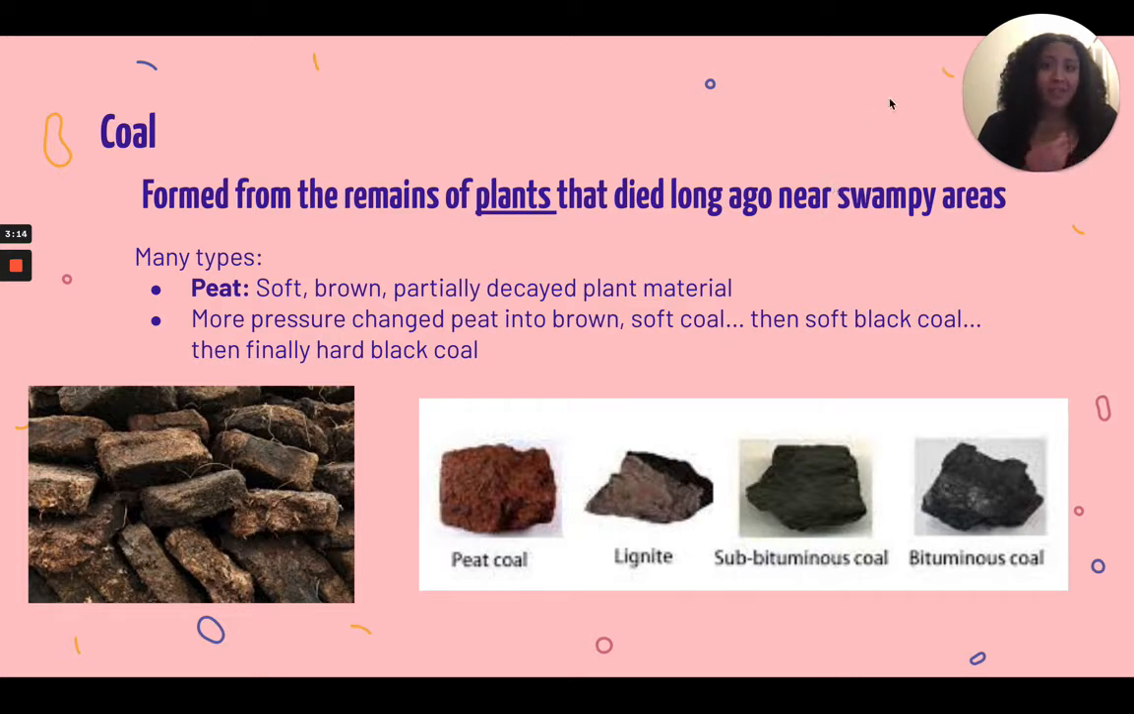They're partially decayed. And the more pressure and the more heat is applied, peat changes into brown, soft coal, which we see as lignite. Then more heat and more pressure on that lignite turns it into soft black coal. And then more pressure and more heat turns it finally into hard black coal, which has the most energy. Okay.